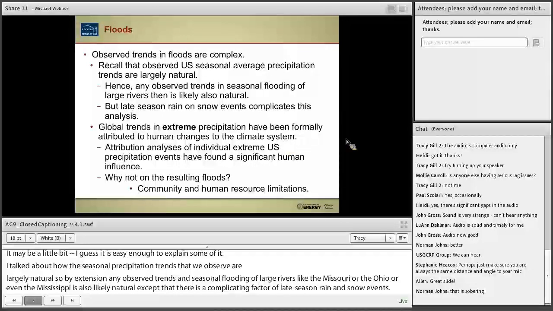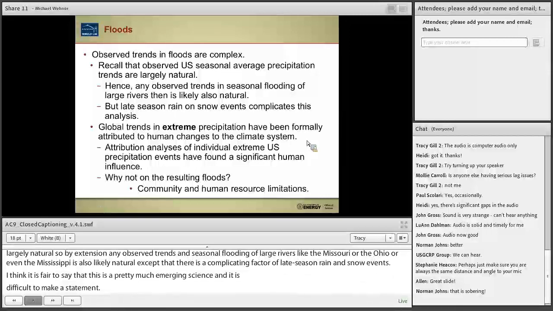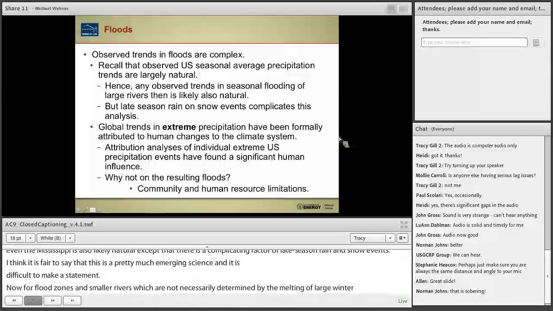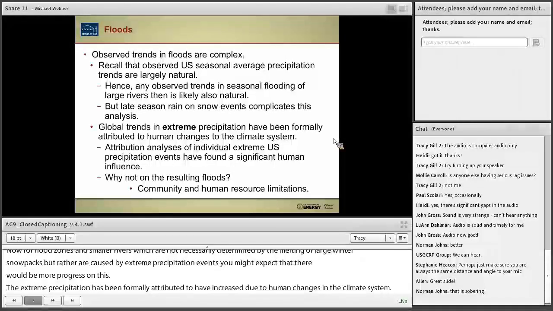Now, for floods on smaller rivers, which are not necessarily determined by the melting of large winter snowpacks, but rather are caused by extreme precipitation events, you might expect that there'd be more progress on this. The extreme precipitation has been formally attributed to have increased due to human changes in the climate system. And this paper goes back almost 10 years now. And since these are the causes of floods, why don't we have attribution studies on flooding?